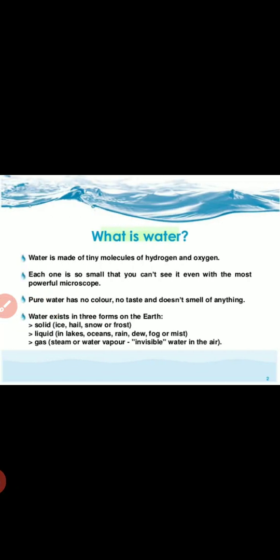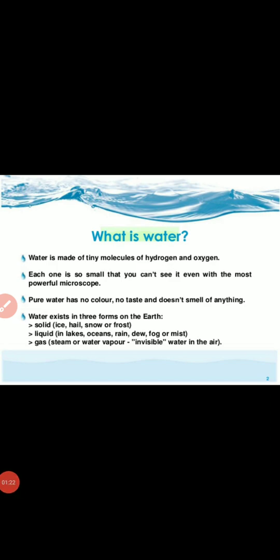So dear children, about water. First of all, what is meant by water? Water is made up of tiny molecules of hydrogen and oxygen, that is H2O. Two atoms of hydrogen and one atom of oxygen. Each one is so small that you can't see it even with the most powerful microscope. Pure water has no color, no taste, and doesn't smell of anything. Understood?